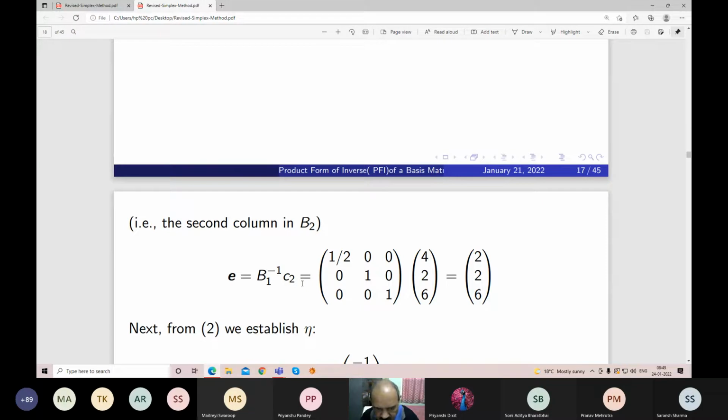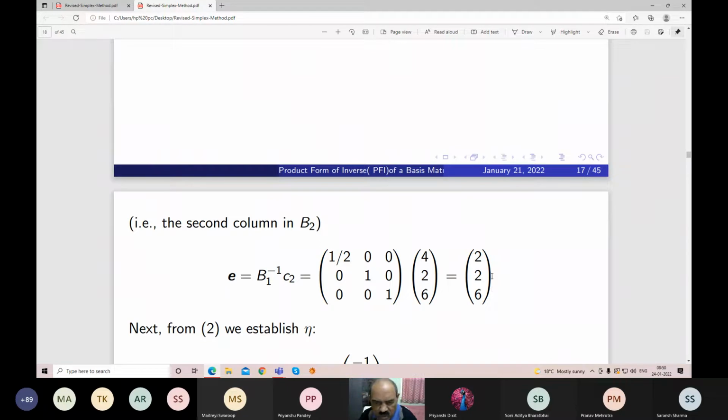B1 inverse into C2. That is half, 0, 0, 0, 1, 0, 0, 0, 1 multiplied with 4, 2, 6. When you multiply with 4, 2, 6, what is happening to this first row, first column? That is 2, then 2, then 6. It is not remaining as 4, 2, 6. It is becoming 2, 2, 6. We have got the E vector.